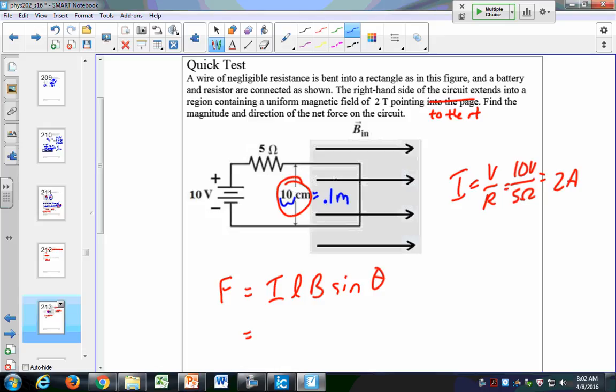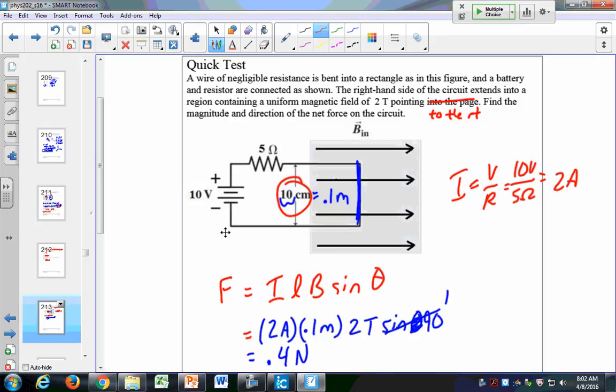All right, so the current here is 2 amps. My length is 0.1 meters. B was 2 Tesla. And my sine of theta, that's a sine of 90, so that just goes to 1. So it's going to be 0.4 newtons. So there is a force acting on this wire that's 0.4 newtons. On these 2 wires, which are in the magnetic field, what is the force on those 2 wires? 0. And the reason they're 0 is because they're parallel to the magnetic field, so there is no force acting on those at all.